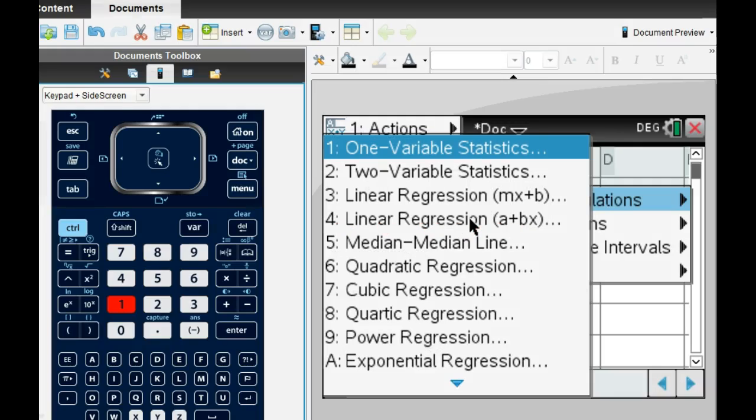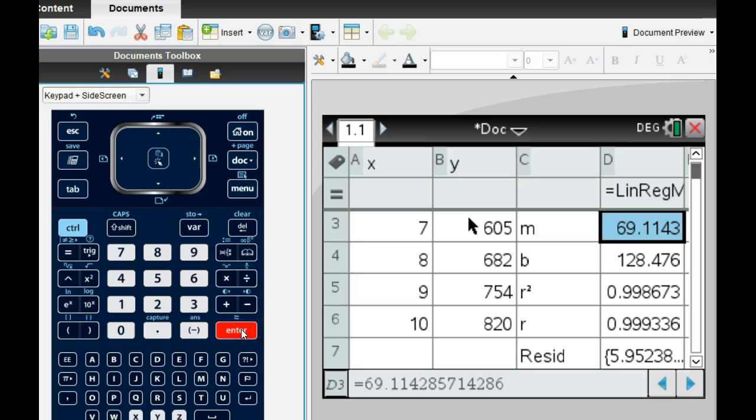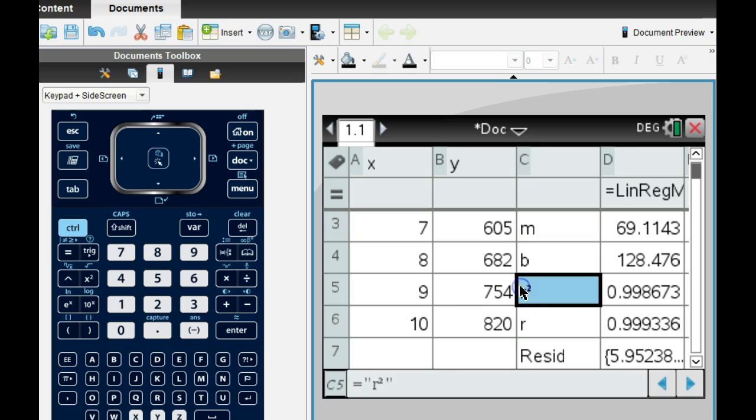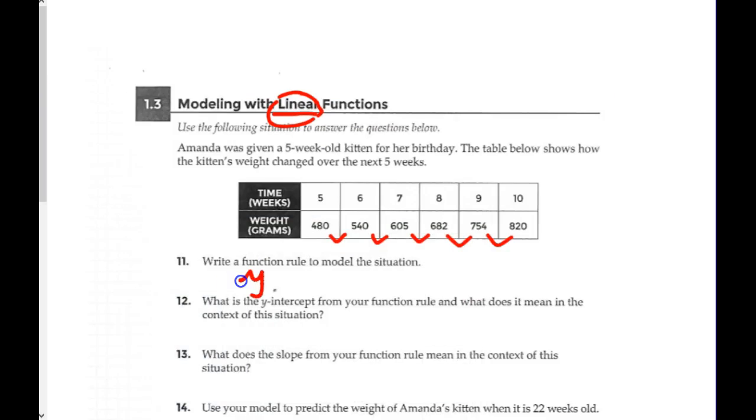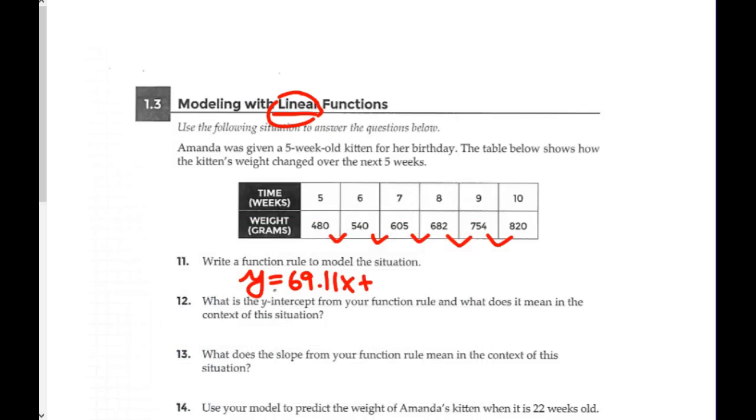So menu 4-1, 3, x for x, y for y, and our r squared for this is very close to 1, so this is solid. So 69.11 is my m, x plus, and then my b is 128.48. Again, I'm rounding when I do this. What is the y-intercept from your function rule, and what does it mean?